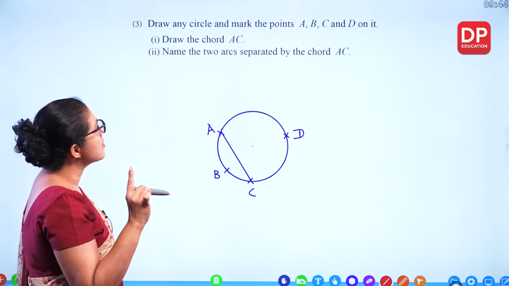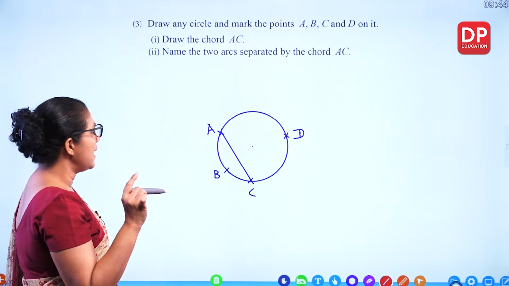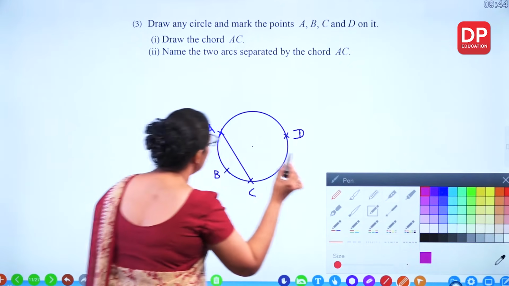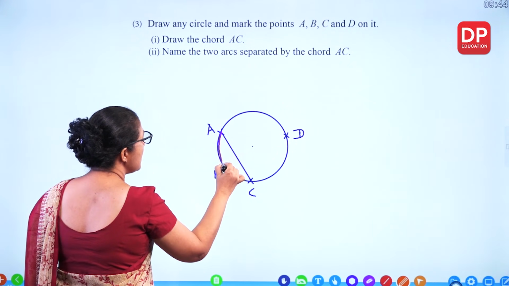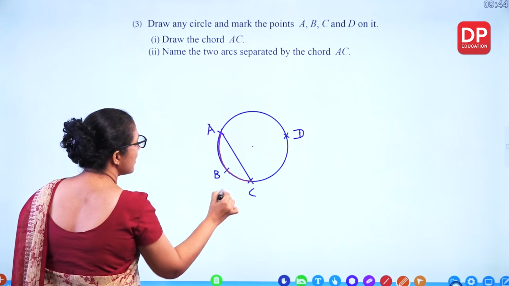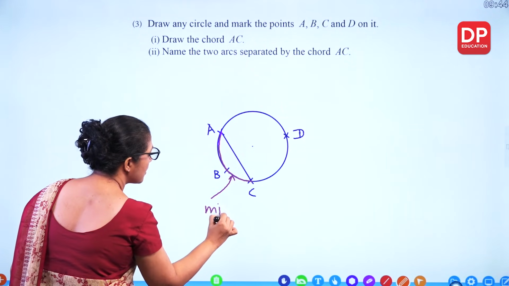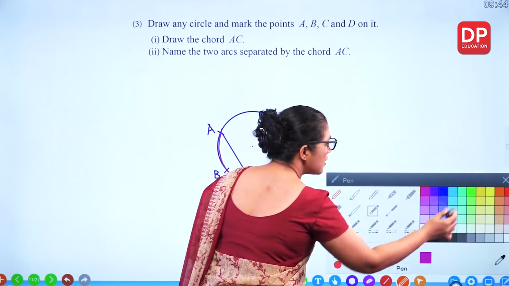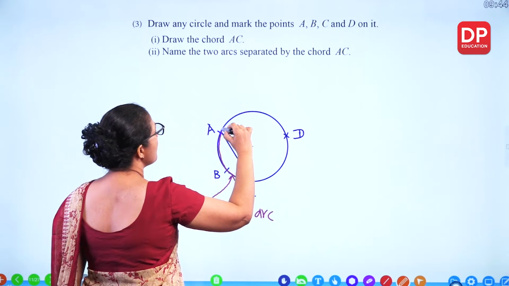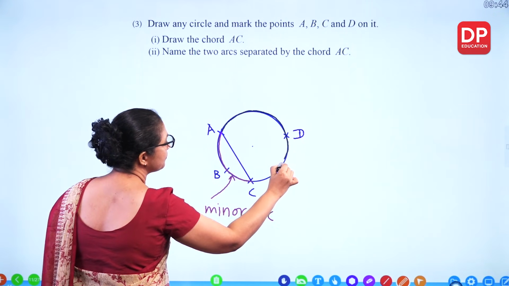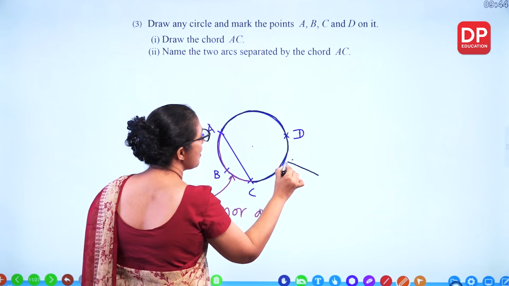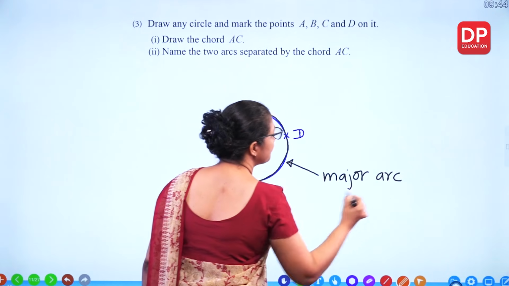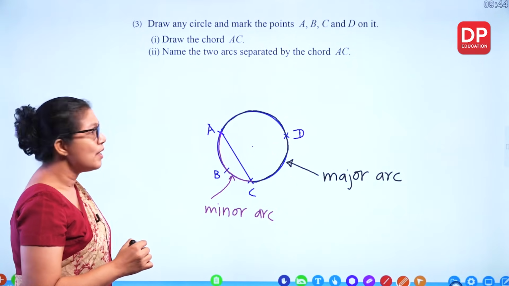Name the 2 arcs separated by the chord AC. So what are the 2 arcs? You get ABC. This is the minor arc. The smaller one we say minor arc. The next one is the major arc, from here to here. This is the major arc. So minor arc and the major arc.